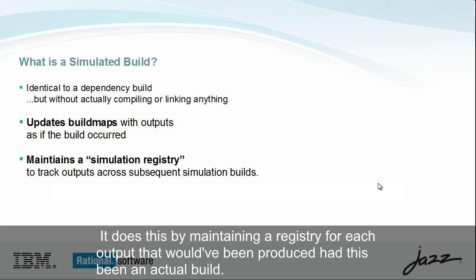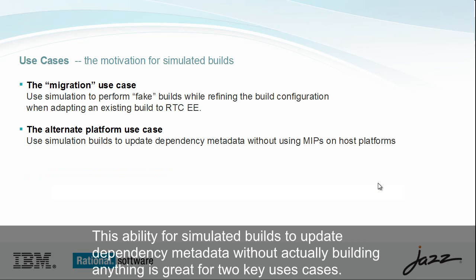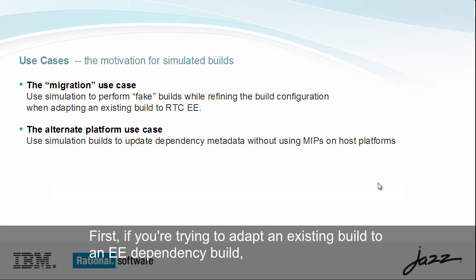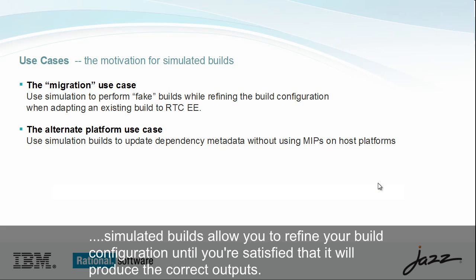It does this by maintaining a registry for each output that would have been produced had it been an actual build. This ability for simulated builds to update dependency metadata without actually building anything is great for two key use cases. First, if you're trying to adapt an existing build to use an RTC EE dependency build, simulated builds allow you to refine your build configuration until you're satisfied that it will produce the correct outputs.